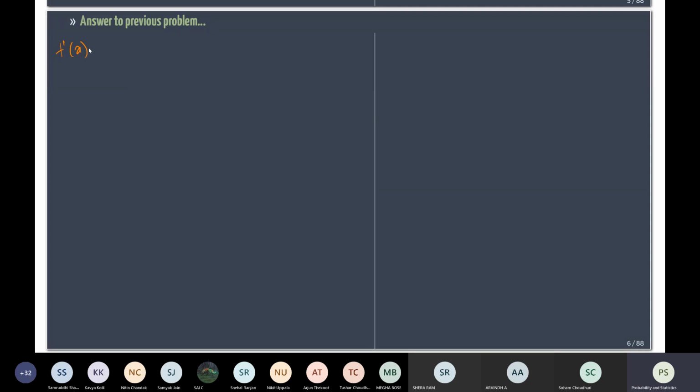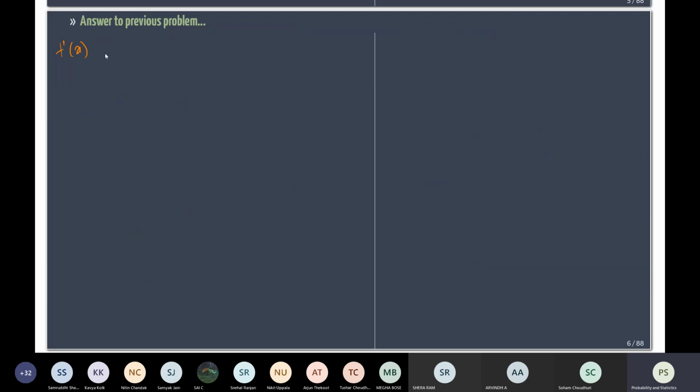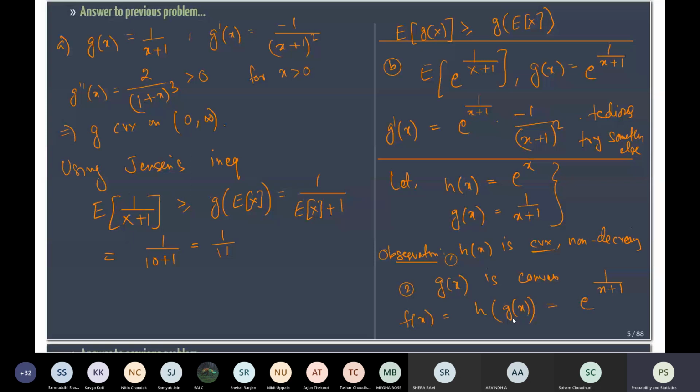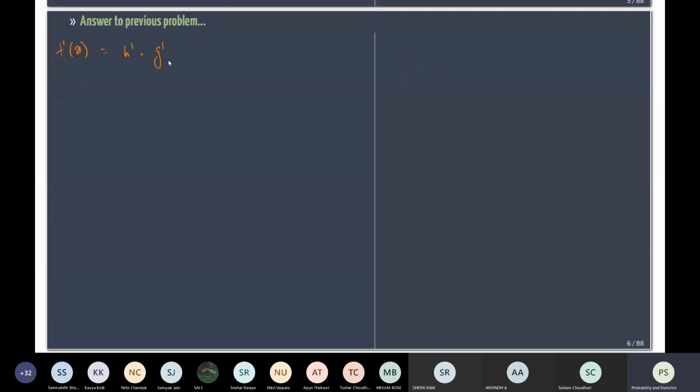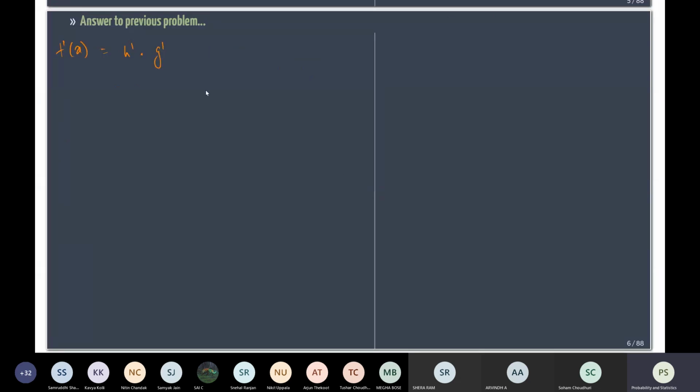So first, f prime of x will be, using the chain rule, h prime of g and then g prime, right? The prime here means the respective derivative: h is seen as a function of g, so h prime is like dh by dg. And when I write g prime, it's like dg by dx, because g is seen as a function of x. All right, so this is the first thing using the chain rule.